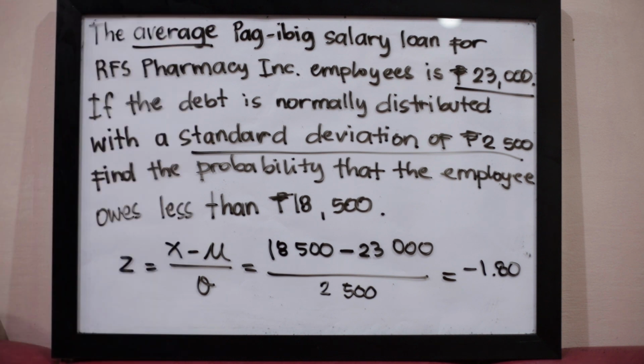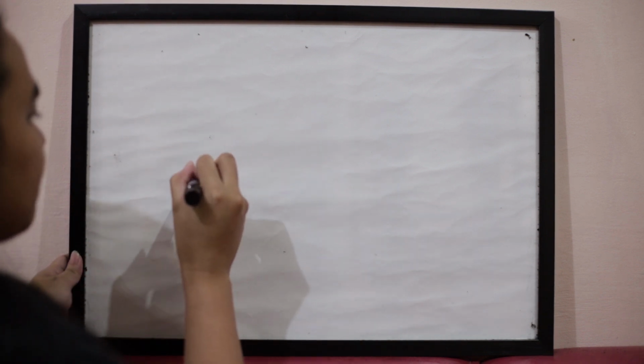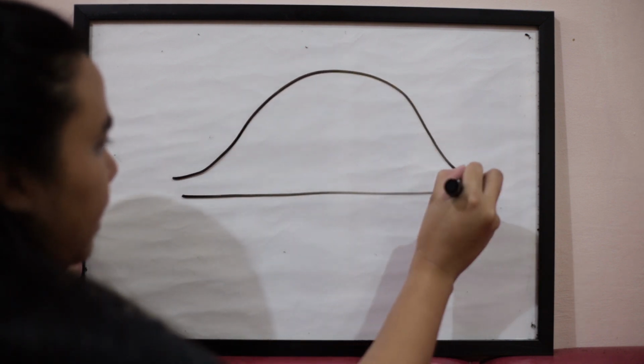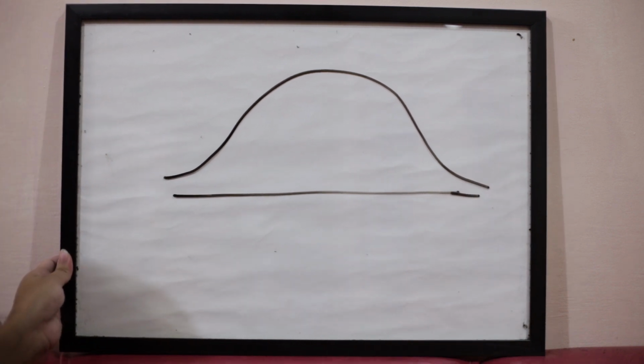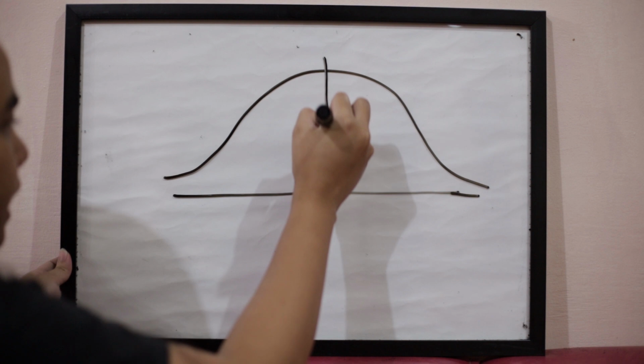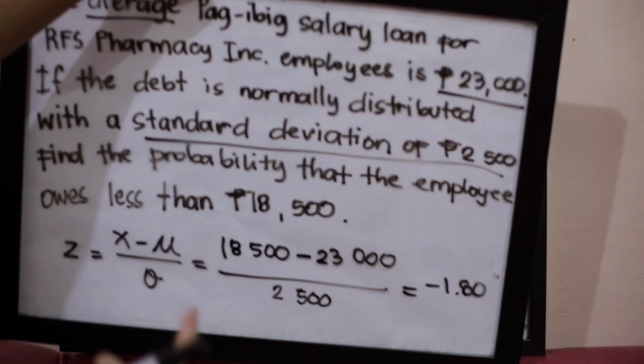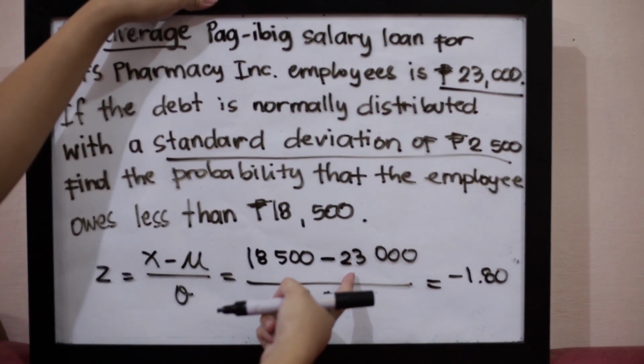Next, after getting the equivalent Z-score, we will now proceed with drawing the figure, or drawing the normal distribution or normal curve for this given problem. First, we have to draw the normal curve, bell-shaped and asymptotic to the x-axis. Then, you have to plot the mean, which is in the middle. In our given problem, going back, our mean, or the mu, is equivalent to 23,000.